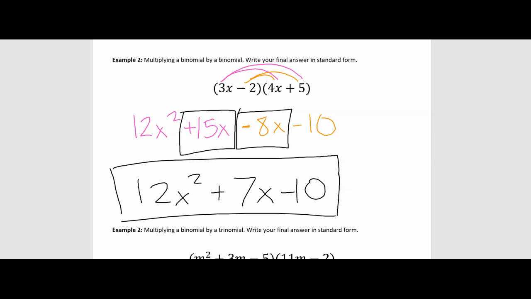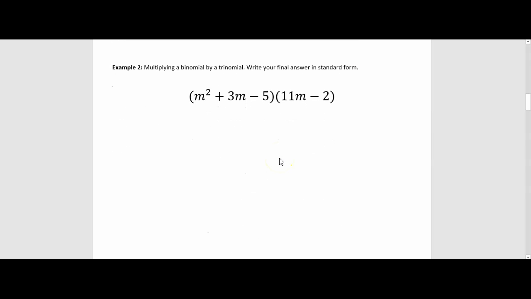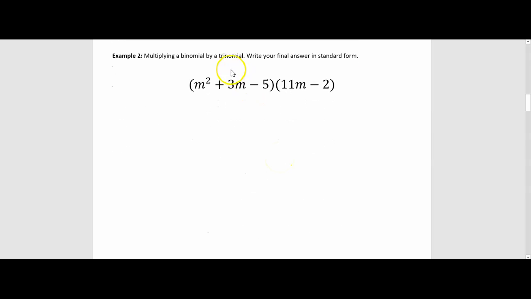So if you have two terms in your first set of parentheses, that just means you have to multiply each of those to the second set of parentheses. But it's the same idea, you're just doing it twice. Let's look at one more example. Here we have a binomial by a trinomial, and we're actually multiplying the trinomial to the binomial, but again, just one of each.